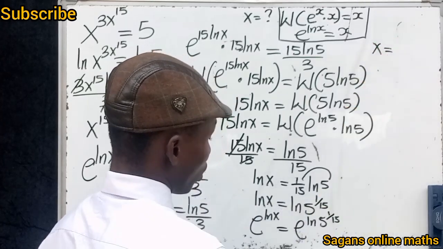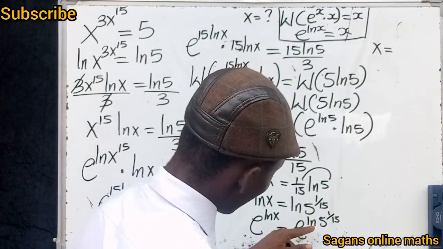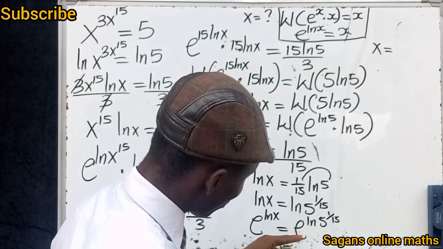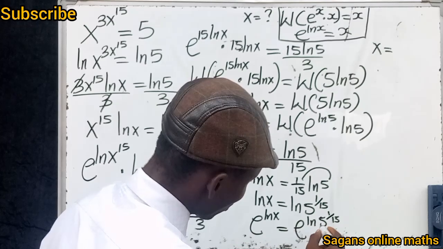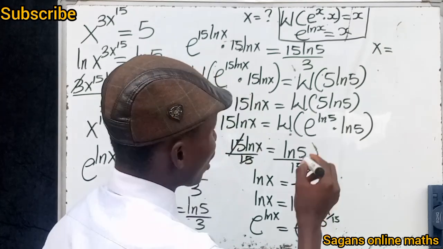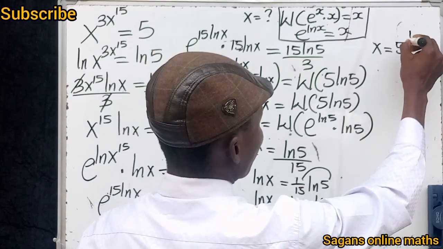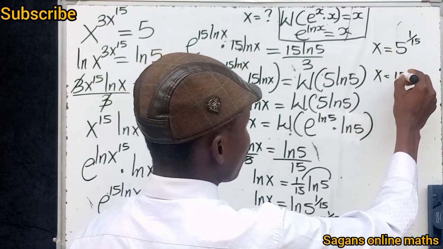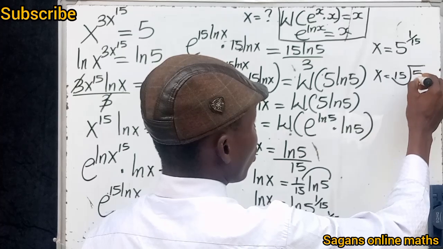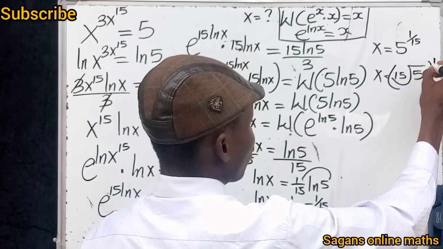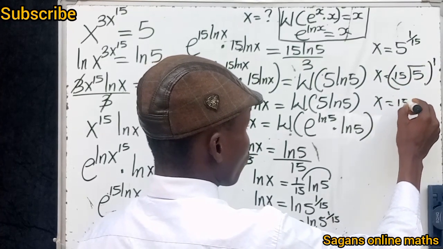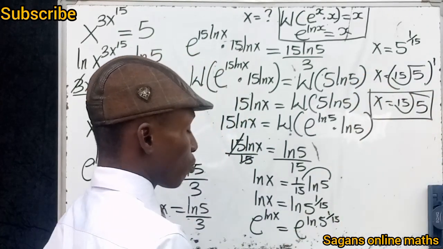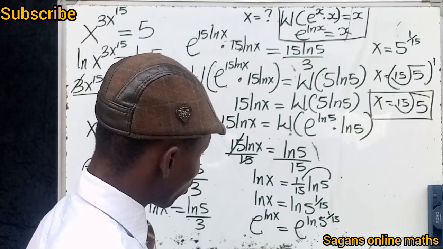Now e raised to the power of this will give me, remember that this is in base e, right? So if I take the e of both sides, the base here is e, so I'm going to have 5 raised to the power of 1 over 15. So this time our x equals the fifteenth root of 5. And this is the solution to this particular problem. Can you see how simple it is? Very, very simple and interesting.